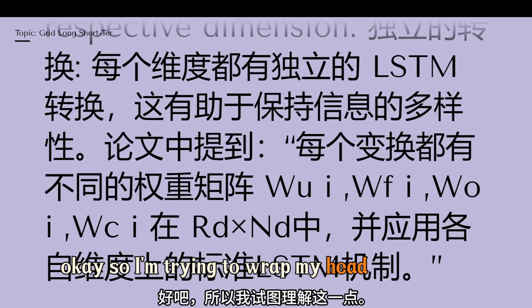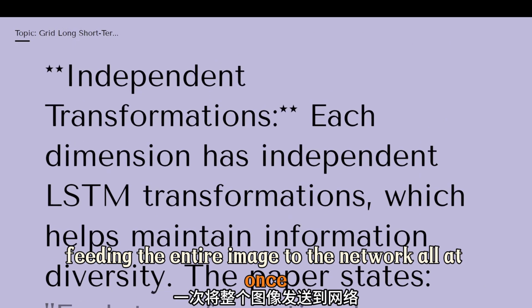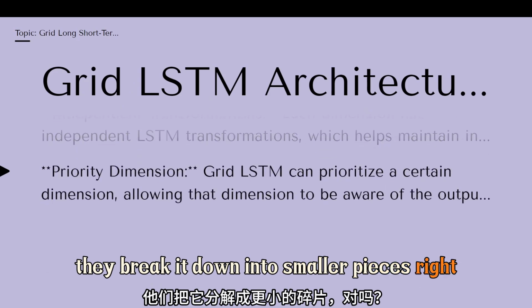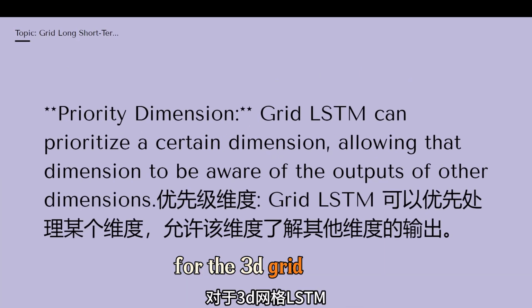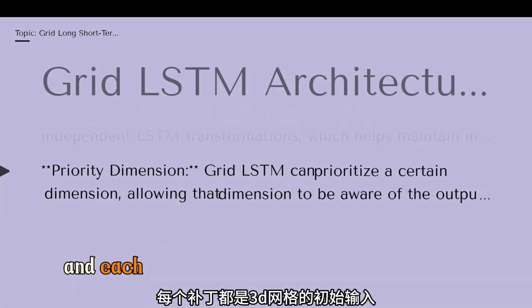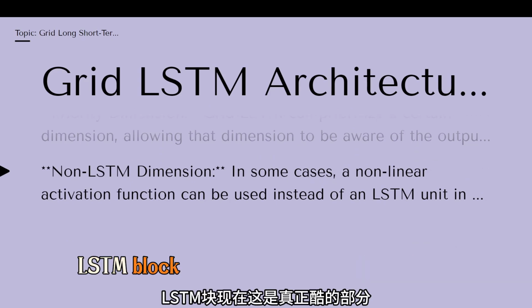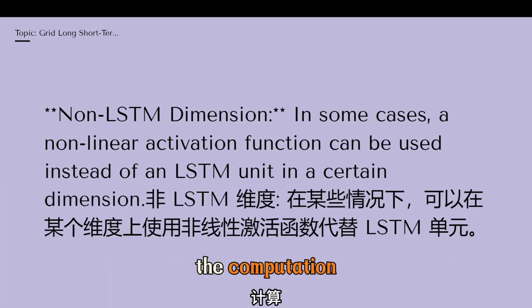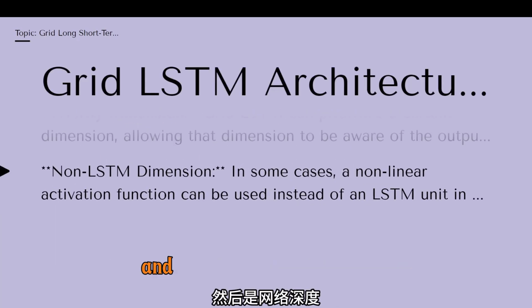Okay, so I'm trying to wrap my head around this. Instead of feeding the entire image to the network all at once, they break it down into smaller pieces, and each of those pieces becomes an input for the 3D Grid LSTM. Exactly. They divided the image into smaller patches, and each patch is the initial input for a 3D Grid LSTM block. Now, here's the really cool part. The computation flows through the network in all three dimensions. The image is two spatial dimensions, and then the network's depth.